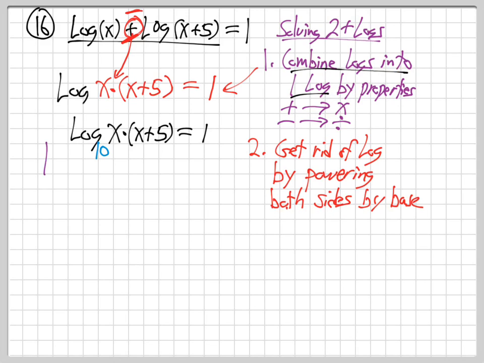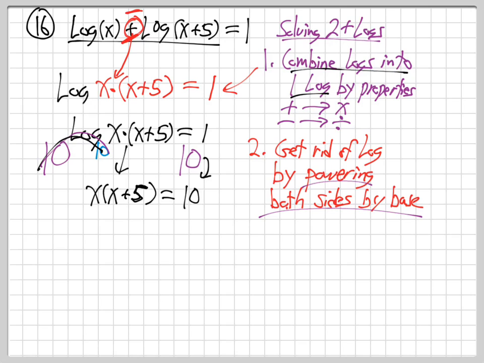So now what does that mean you do? 10, 10, both sides, and these cancel out. Whatever the base is, you power both sides by that base, and it cancels out. Powers and logs are opposites. Okay, where does that leave us? x times x plus 5, because the 10 and the log 10 are canceled, equals 10 to the 1. That's just 10, isn't it? 10 to the 1 power is just 10. Now we have to solve. Let's multiply, and you get x squared plus 5x is 10.